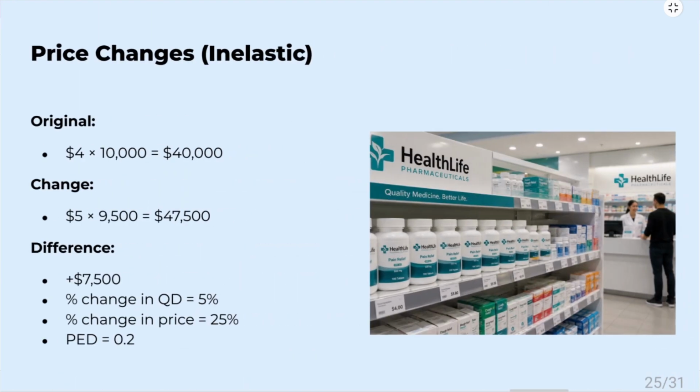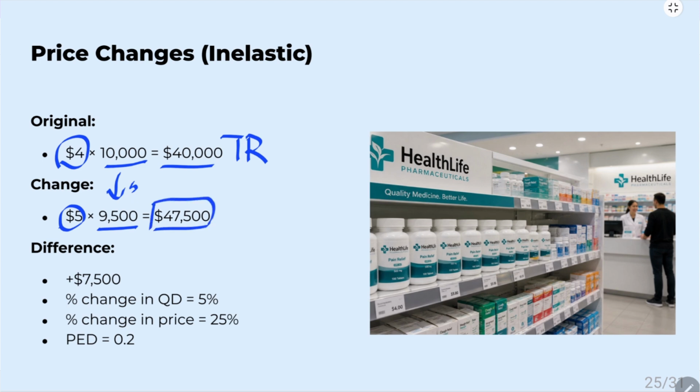In the example, a company originally sold 10,000 bottles of medicine at $4 each. The total revenue was $40,000. The business increased the price to $5, but because demand is inelastic, quantity demanded only fell slightly, from 10,000 units to 9,500 units. The new total revenue becomes $47,500, meaning revenue increased by $7,500.